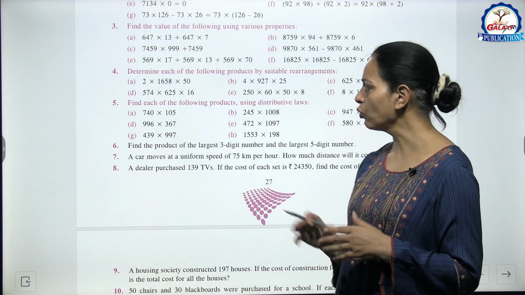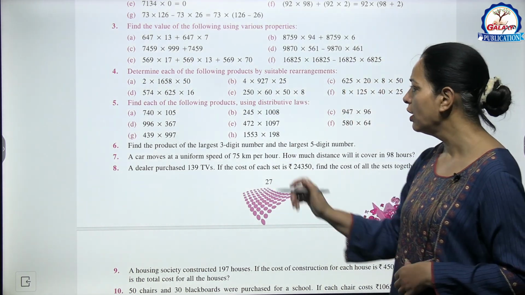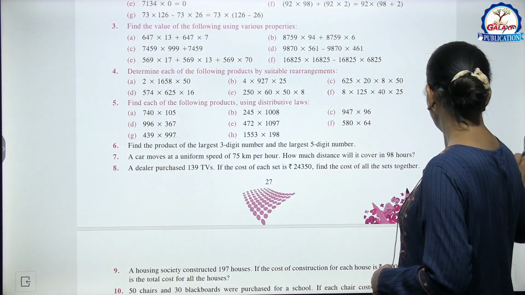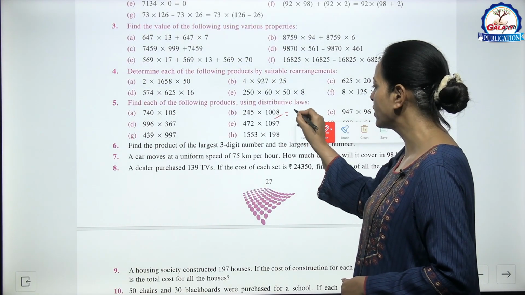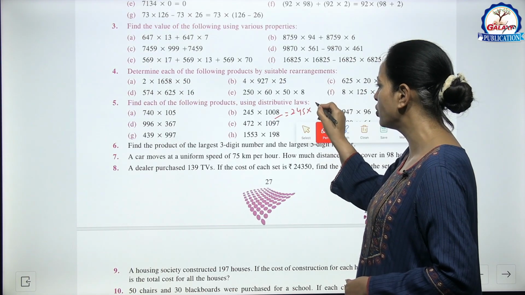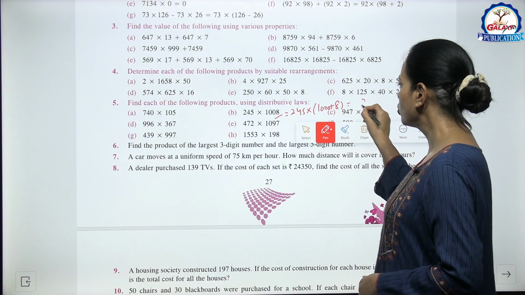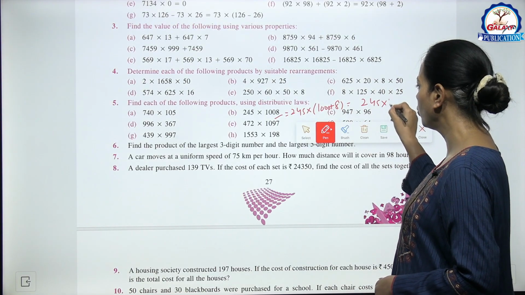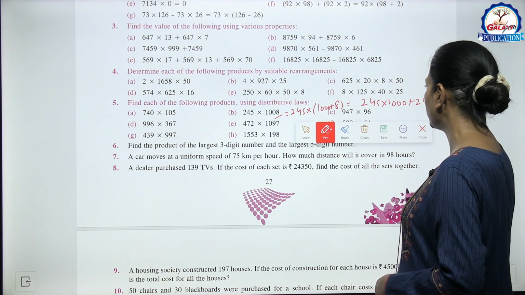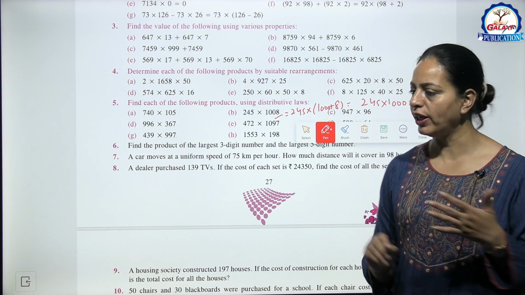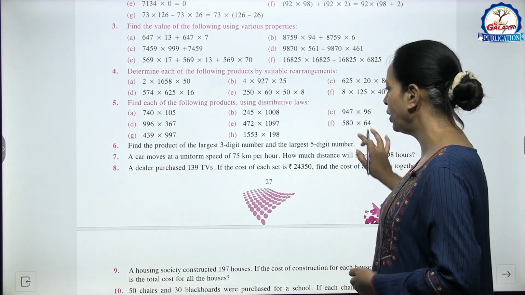Now see the fifth question. Find each of the following products using distributive law. Like here B part, 245 into 1008. So how will you write it? 245 into 1000 plus 8. So 245 into 1000 plus 245 into 8. Now you can calculate these values and then add them. Similarly, you can try the remaining parts.